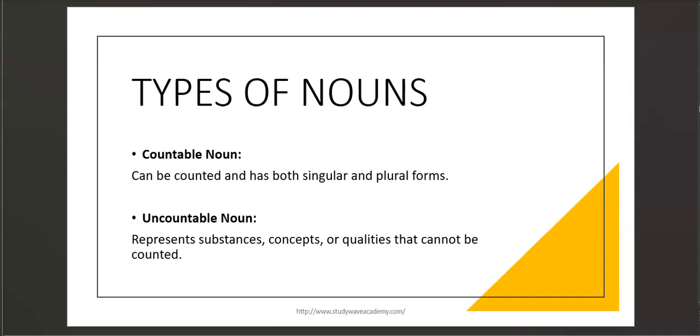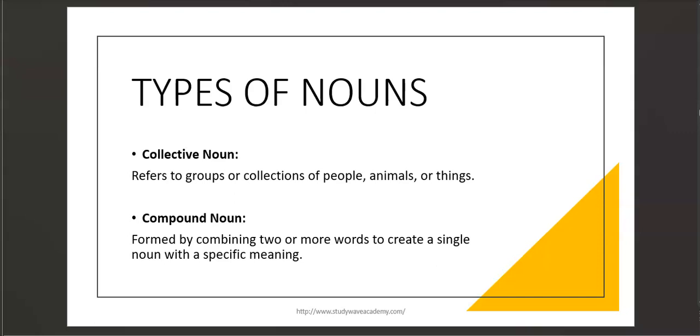You can't count some things, and those are the uncountable nouns. You can't count sugar. You can't count salt, okay? So these are nouns that you can't count. Do not forget that.